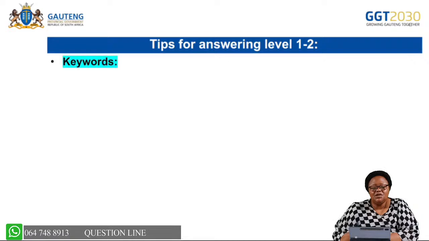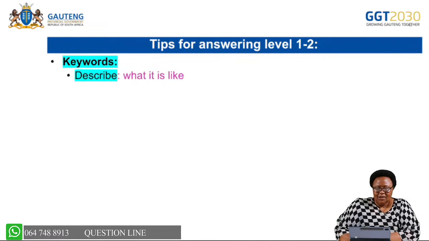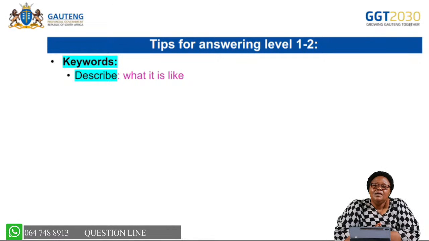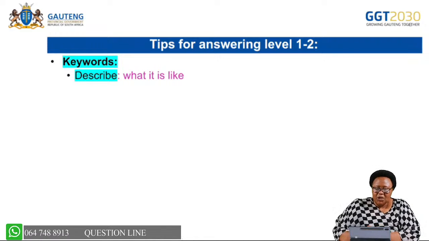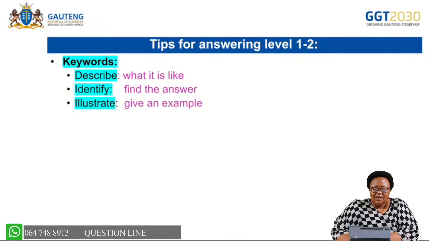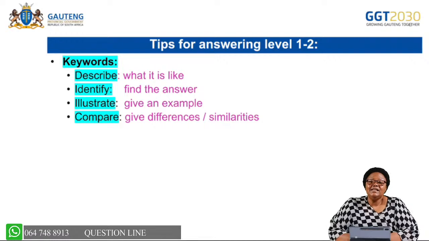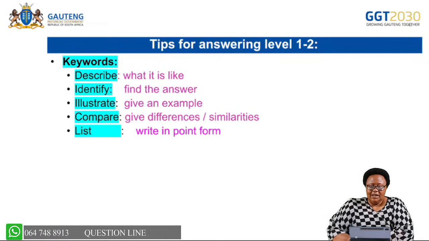Let's look at the tips for level 1 questions. It's very important to know the keyword, the instruction word, and what it means. What is it that they expect you to do with that instruction word? For instance, you get a question that says describe. So you must know that they want you to say what it is like. Identify, that is find the answer. Illustrate, give an example. Compare, give differences or similarities. List, write in point form.